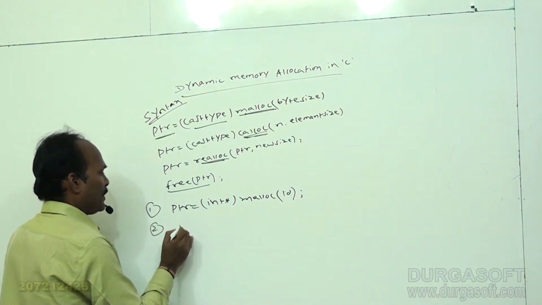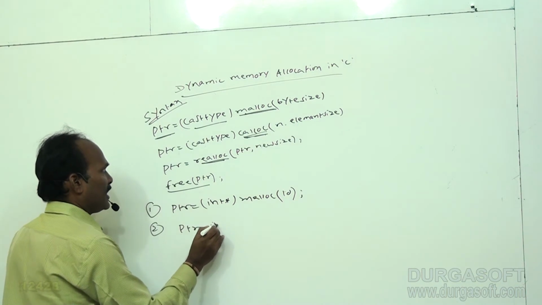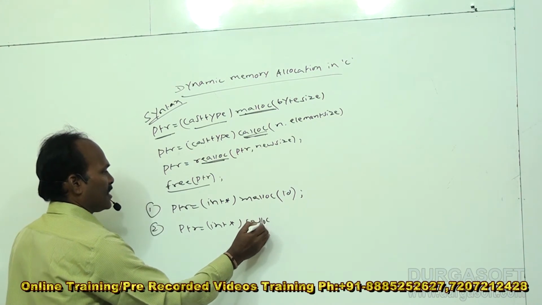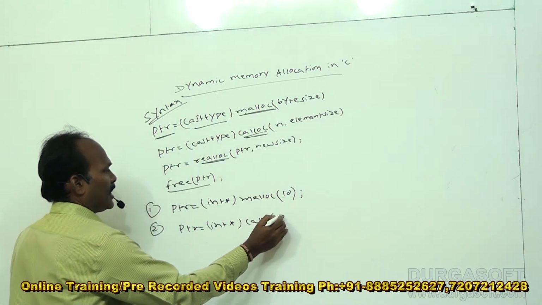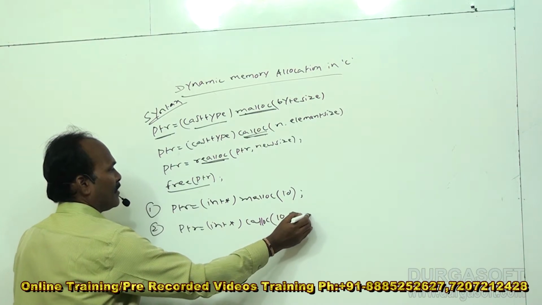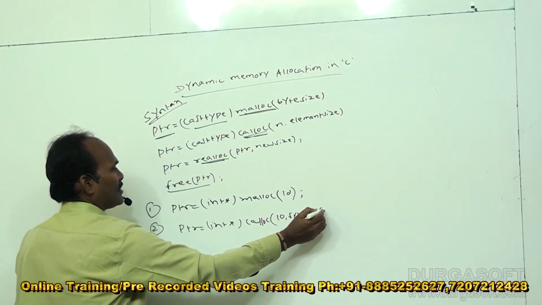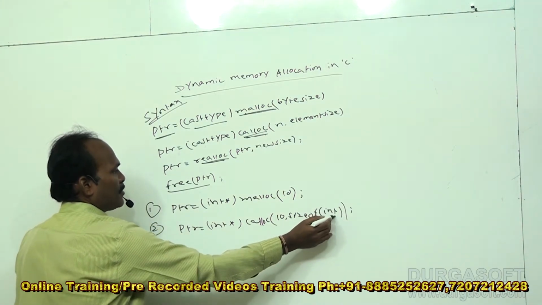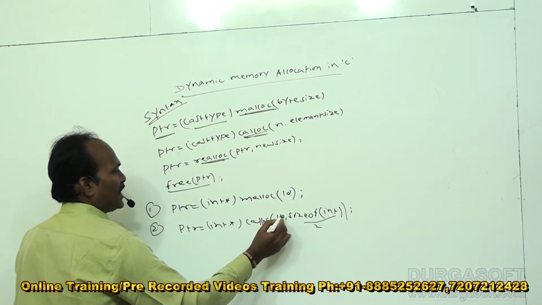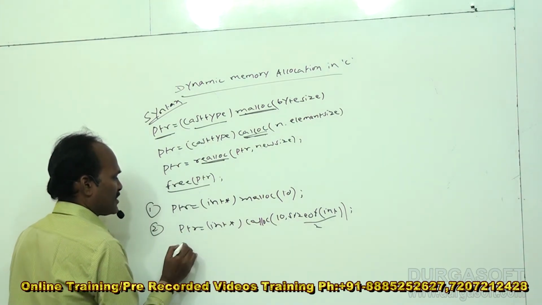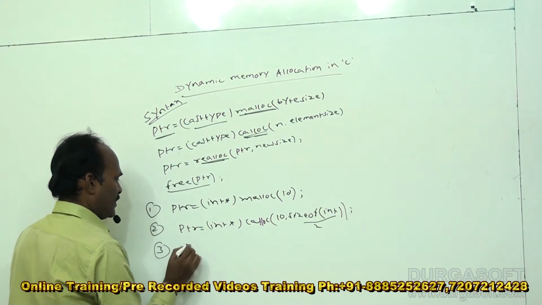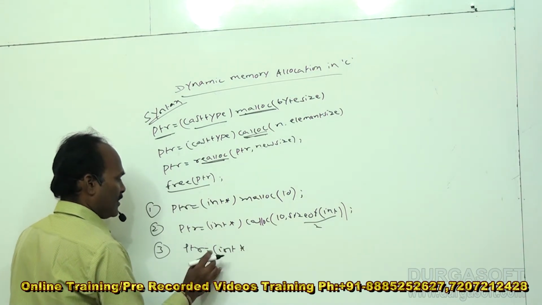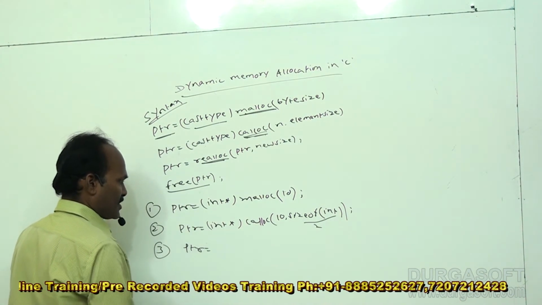Second one, PTR equal to (int *) calloc, contiguous allocation, with 10 comma size of int. Size of int is going to give 2, which means 10 into 2, 20 bytes of space will be allocated for this. Third example, PTR equal to (int *), here no casting is required for reallocation.